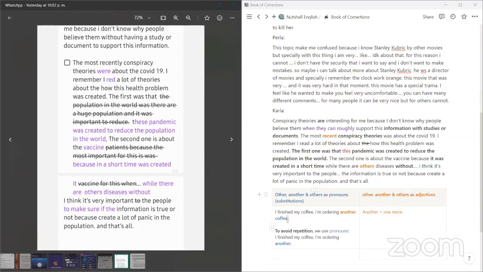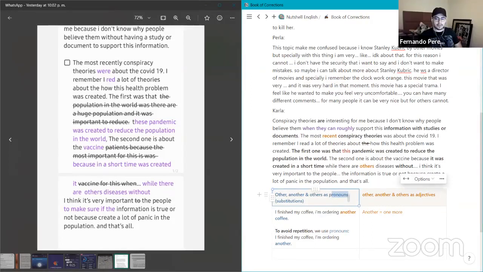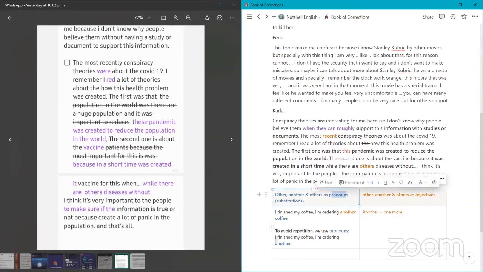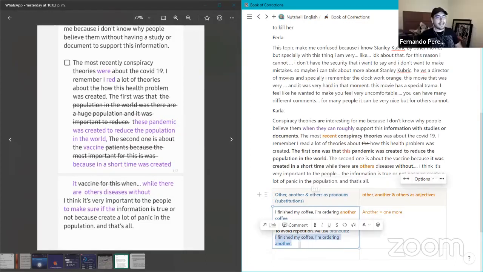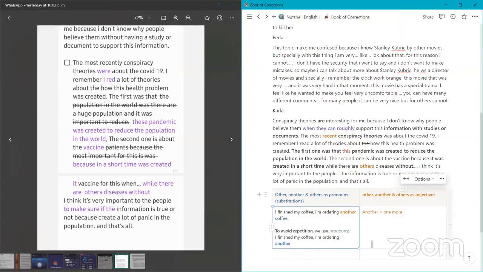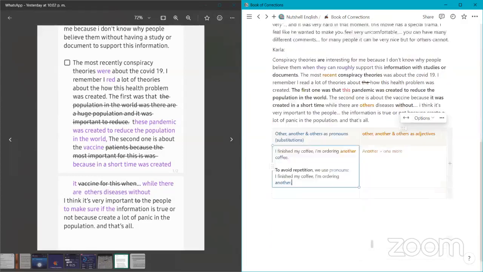To avoid repetition, we use pronouns. "I finish my coffee and order another." I don't need to repeat coffee because it is implicit in the word another.